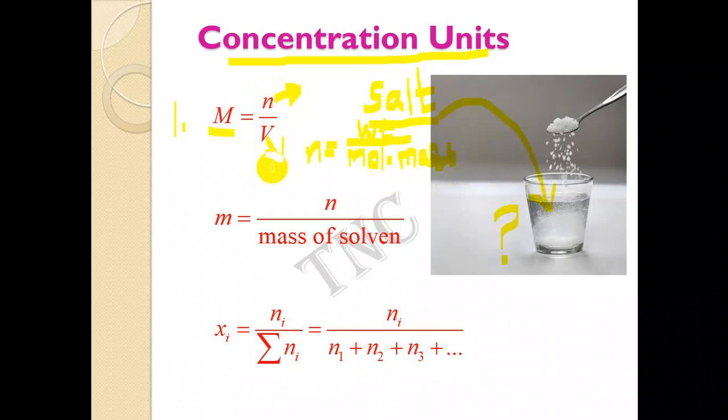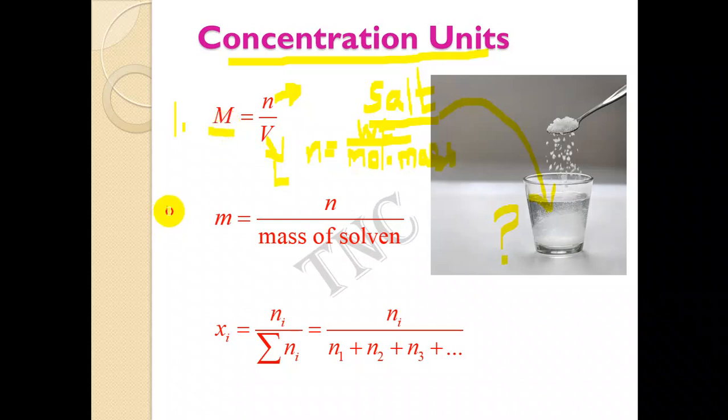of the solution, in liters. So it is the ratio of the number of moles of solute and the total volume of the solution. This simply says that molarity is the number of moles of solute present in unit volume, let's say in 1 liter. The number of moles of solute present in 1 liter is known as molarity.